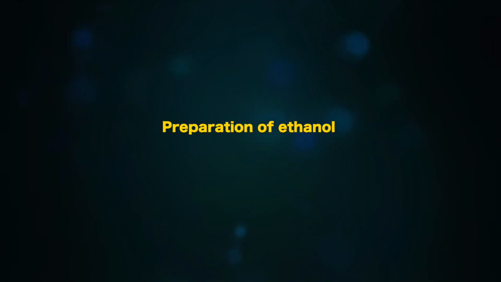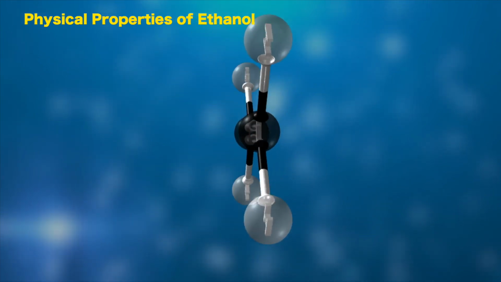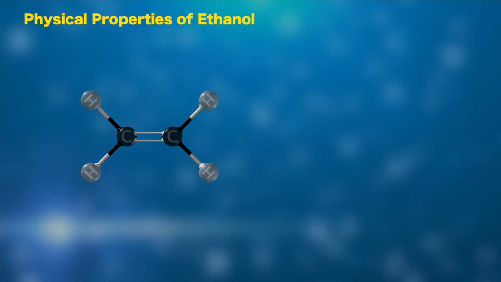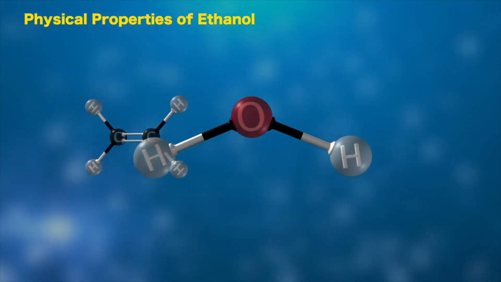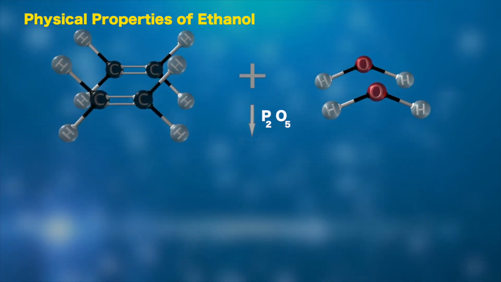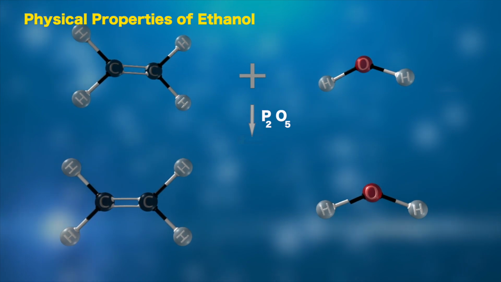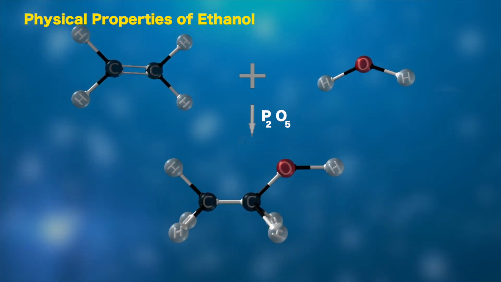Preparation of ethanol. Hydration of alkenes. Ethanol or ethyl alcohol is prepared from ethene by addition of water vapors to it, in the presence of catalysts like phosphorus pentoxide or tungsten oxide at 100 to 300 atmospheric pressure and 300 degrees Celsius temperature.